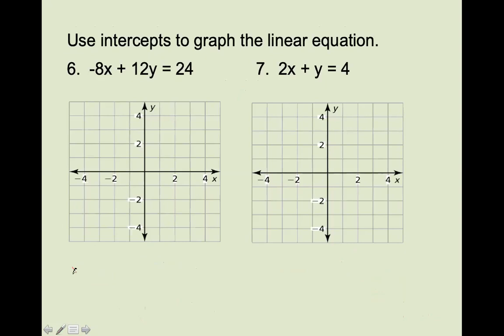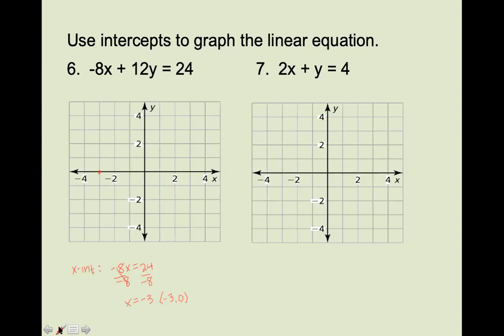So let's first do our x-intercept. And again, we're going to put 0 in for y and solve for x. So if I put a 0 in here, this term goes away, and I'm left with negative 8x equals 24. Divide by negative 8, and I get that my x-intercept is negative 3. And again, for the x-intercept, you have the point (-3, 0), since it was 0 for y. So I know my x-intercept is (-3, 0), and I'm going to graph that.